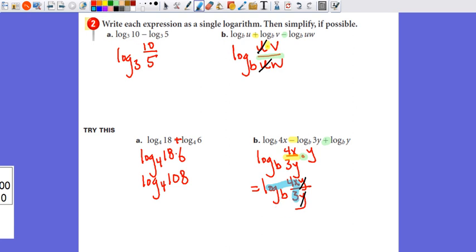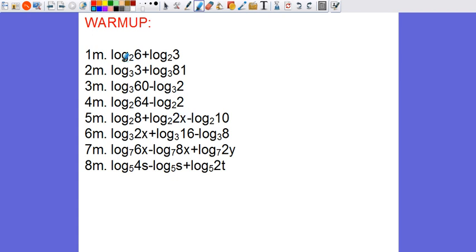Go ahead and do these problems here the same exact way that you just saw on the previous slide. Press pause to finish that up, and let's move on to the new part of today's lesson.